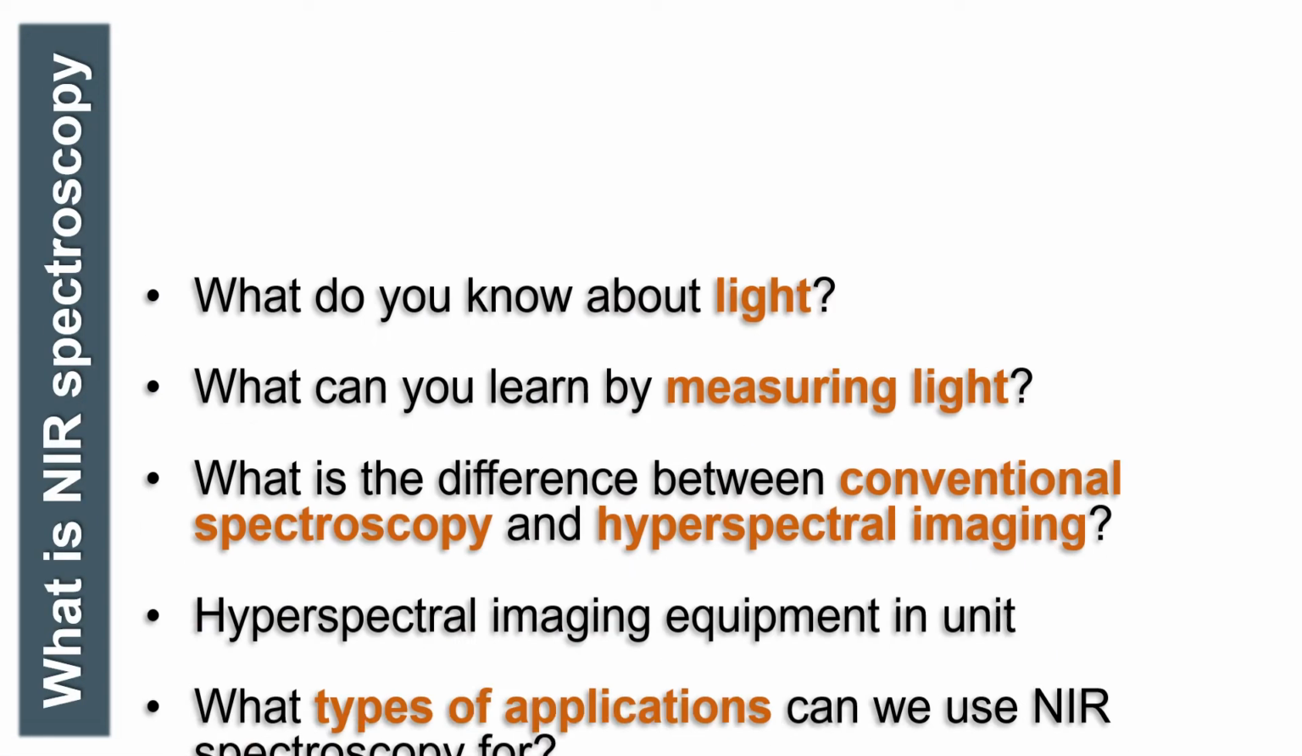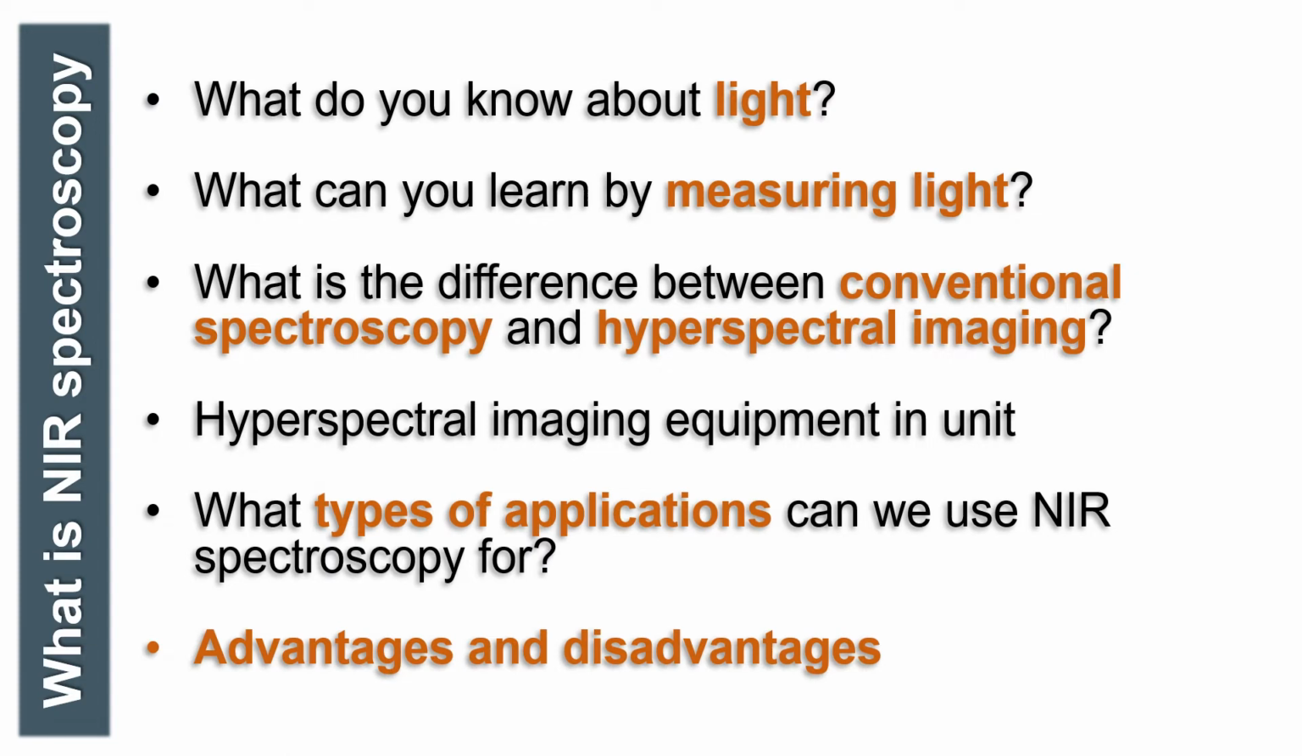To understand what near-infrared means, we will first go over the basic principles of light. Then we will discuss what you can learn by measuring light. Next, we will investigate the differences between conventional spectroscopy and hyperspectral imaging and look at the types of hyperspectral imaging equipment in the unit. After having a more clear understanding of this technique, we will briefly mention some of the applications of NIR spectroscopy. We will finalize the presentation by discussing the advantages and disadvantages of this technique.